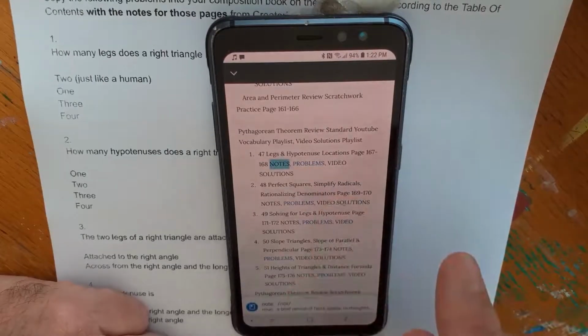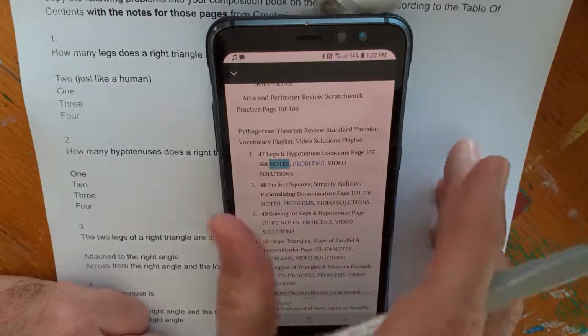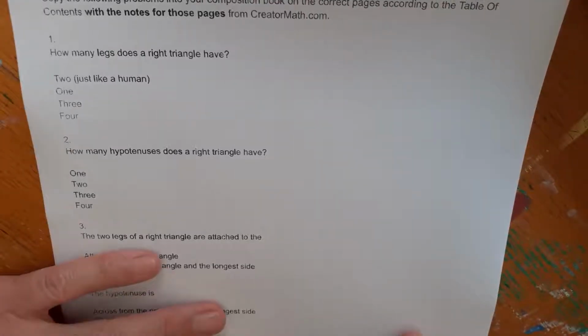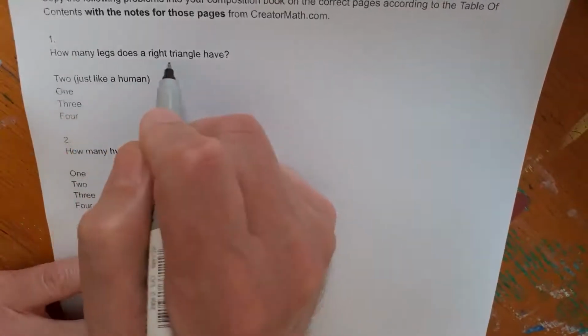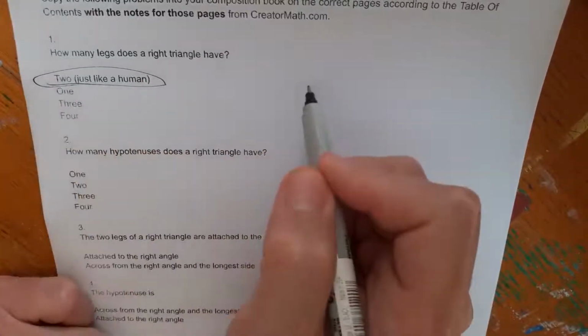It's not really giving me notes for this, so we'll go back and see how to hook those up for you, but that's where you're going to find them. Let's go through and see if we can do the problems without that, and when you look, those notes should be there. So, how many legs does a right triangle have? So, this is 2, just like a human.